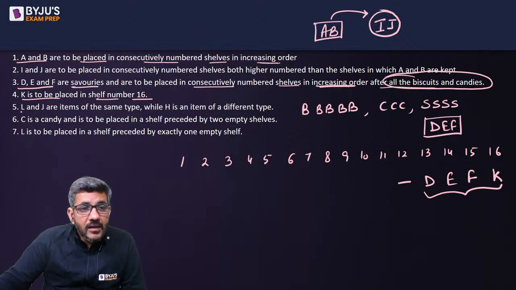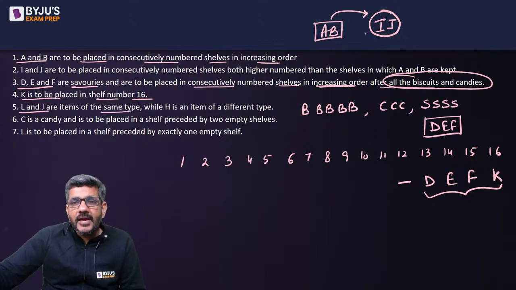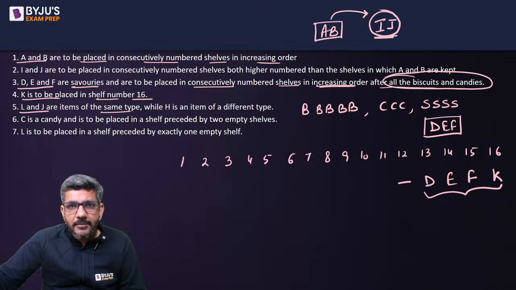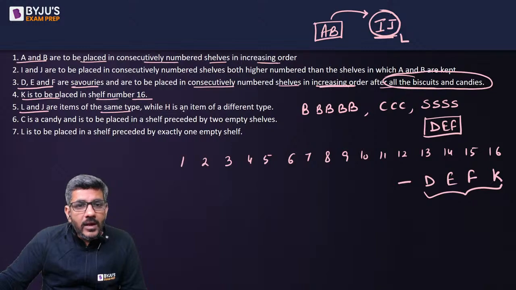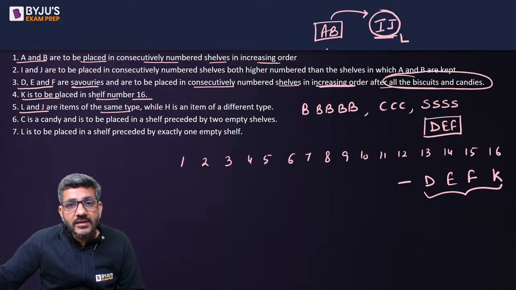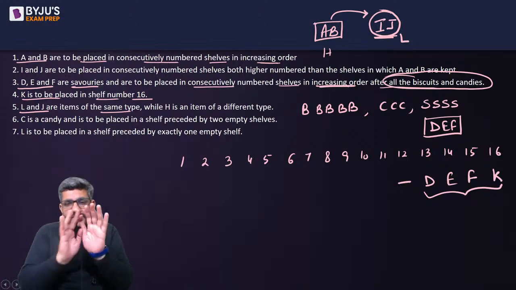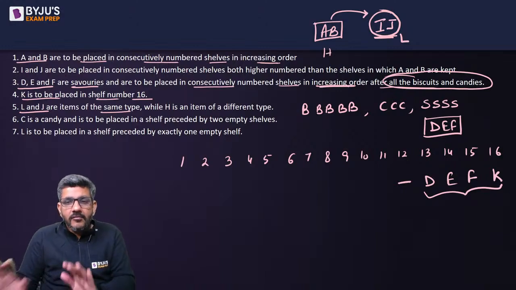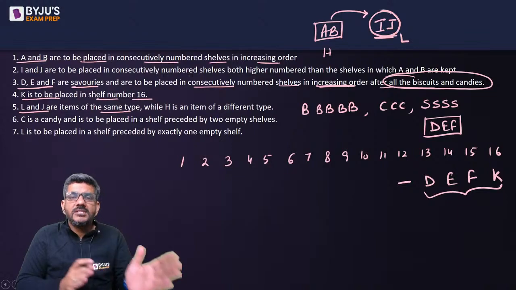What next? L and J are items of the same type. So I and J are items of the same type because they are put together. L is also of the same type, he says, while H is an item of a different type. So either H is an item of type AB and IJL are different. So basically savories are anyway sorted now. We just need to find out about biscuits and candies.